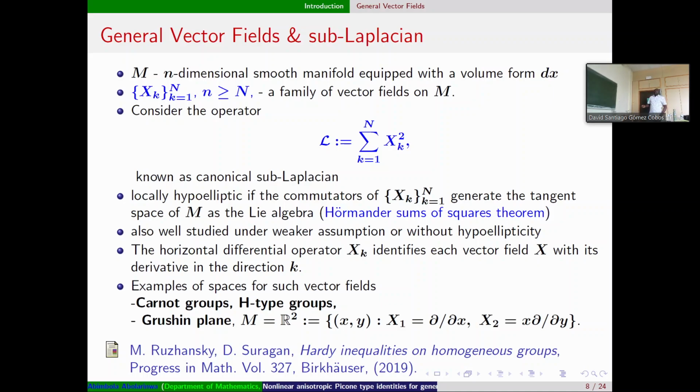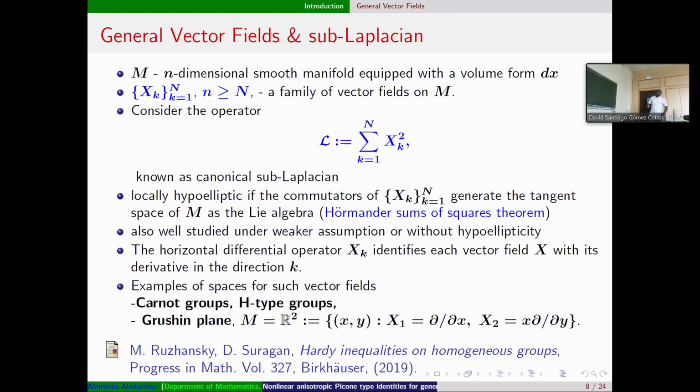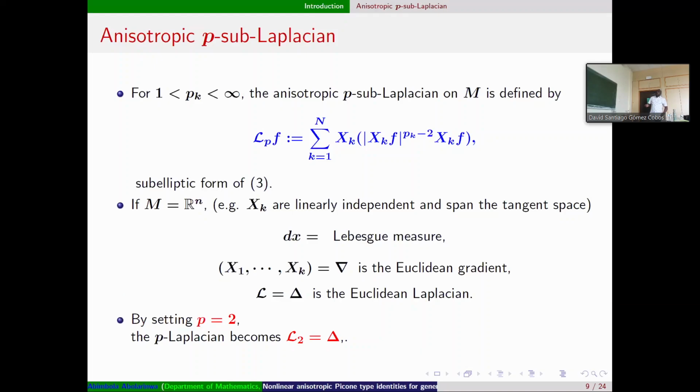There are several settings where you can have this type of vector field: stratified Lie groups, polarizable Carnot groups, where you have Heisenberg groups, H-type groups, even Grushin plane, which does not even have a group structure. So you can do that. Okay, so now this one is the sub-Laplacian, and for this sub-Laplacian we can also define the p sub-Laplacian, for pk, where k is from 1 to n. So you have this.